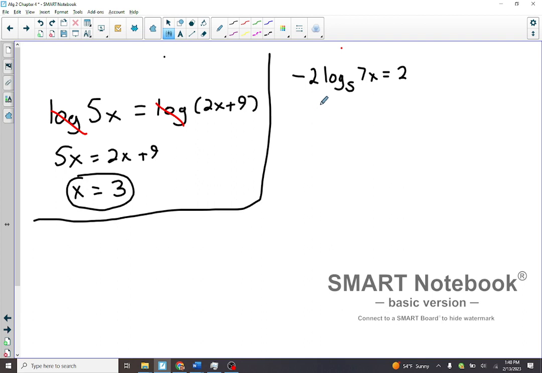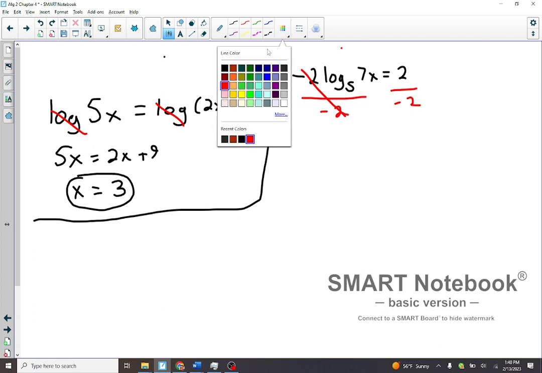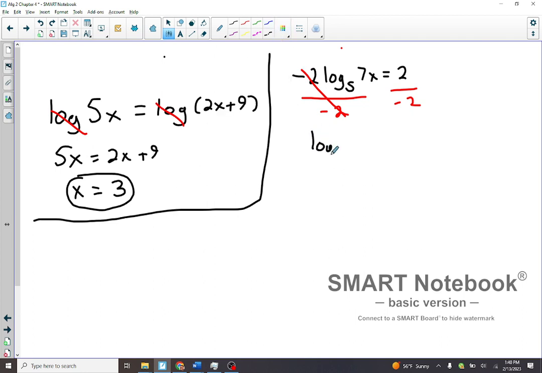All right. This one: negative 2 times log base 5 of 7x equals 2. Before I can get rid of a log, I need to get the log completely by itself. So what could I do with this times negative 2? I've got to divide negative 2 on both sides just to get rid of this 2. So then I have log base 5 of 7x equals 2 divided by negative 2, negative 1.